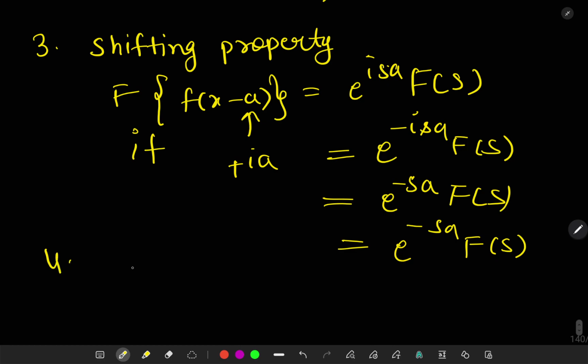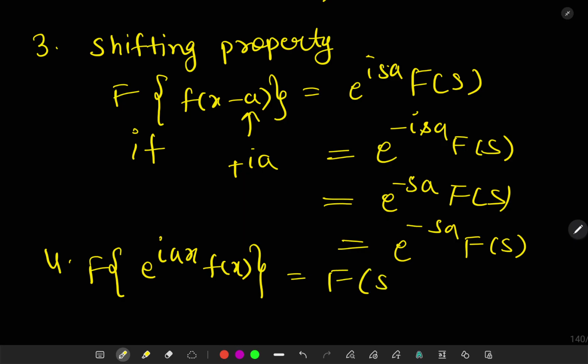Now fourth property, Fourier transform of e raised to power iota a x f of x equals to f of s plus a. Similarly, as we used in the shifting property, different values of a also we can use here. If this iota term is not here, so this becomes s plus iota a, and similarly if there is a minus sign, so this plus sign becomes minus sign.